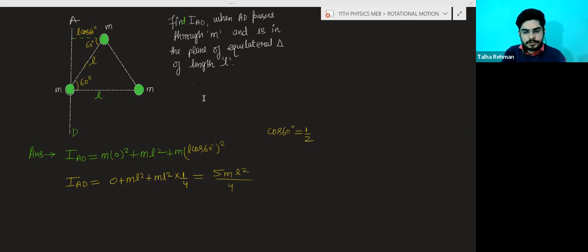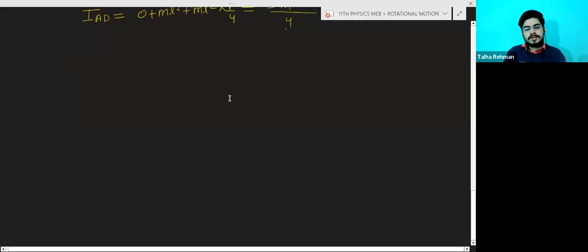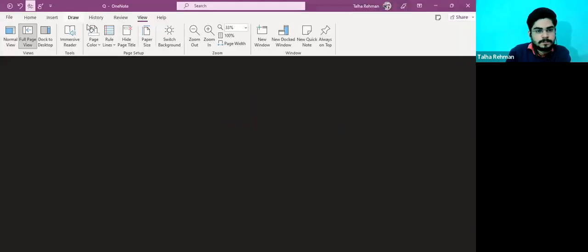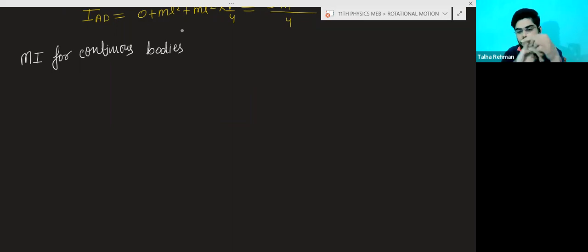Okay. So now we will discuss the moment of inertia for the continuous system, for continuous mass. So moment of inertia, MI means moment of inertia for continuous bodies. Continuous bodies means like cylinder, sphere, you have a rod, you have a ring, you have a disc.